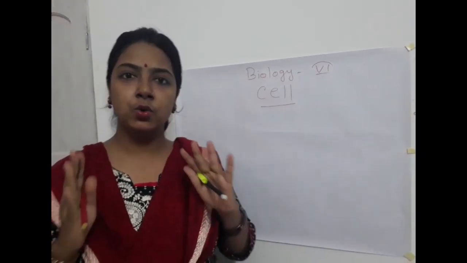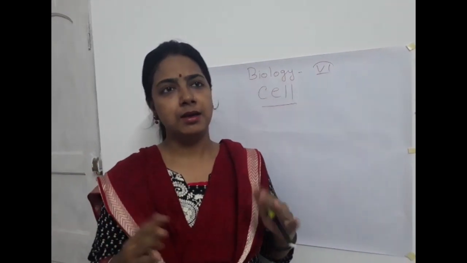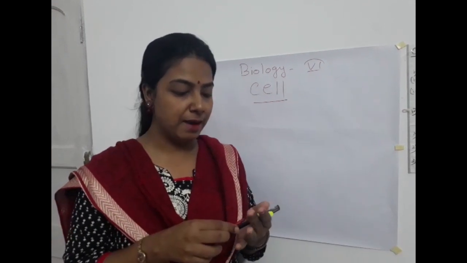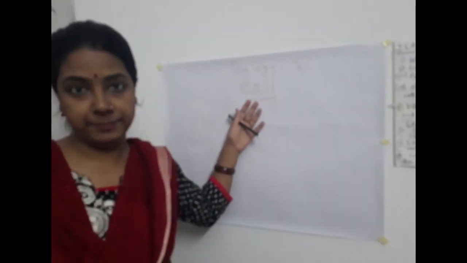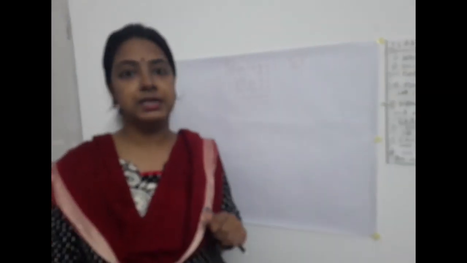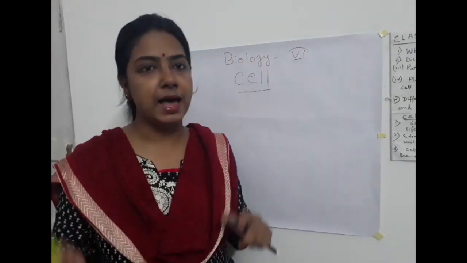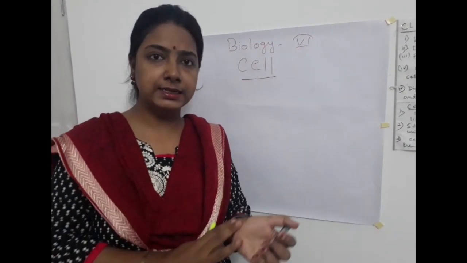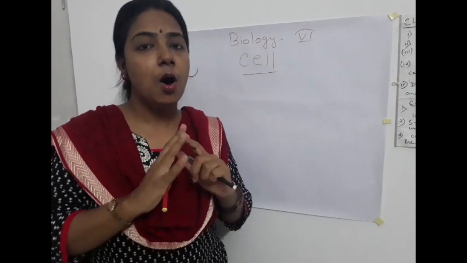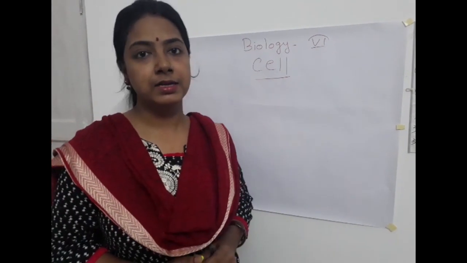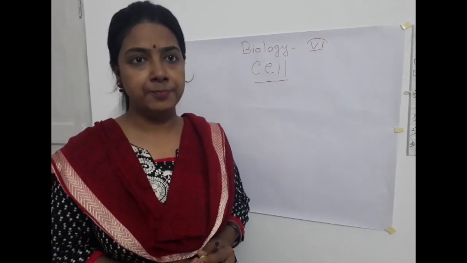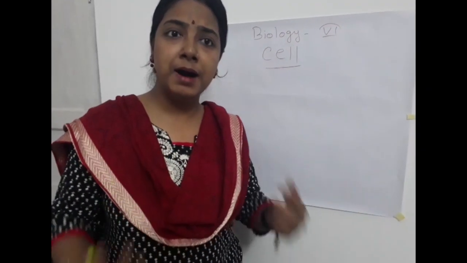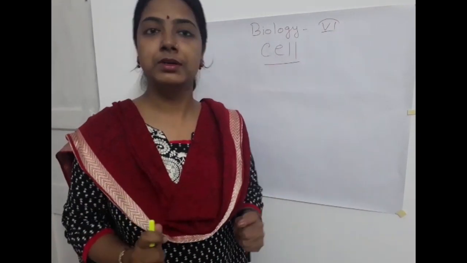Maybe cell means any room-like structure or box-like structure, that means cell actually means a prison. But in biology, the cell is another thing. Cell is the basic unit of our life. Every animal and every plant has a body, with all the organs, bones and skins, and all these things are made up of cells. For a plant, the leaves, the root, the stems, the bark, all these things are made up of cells.